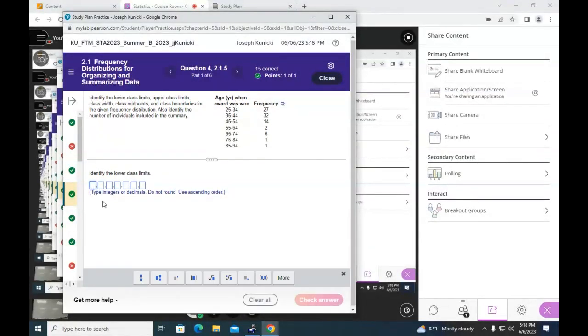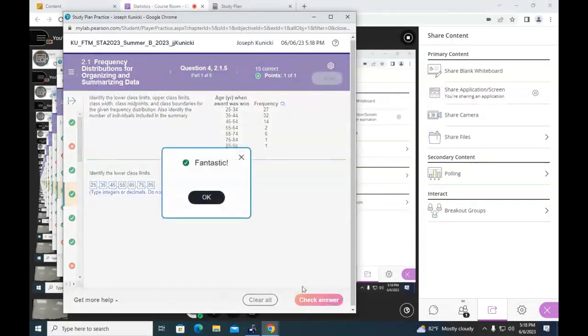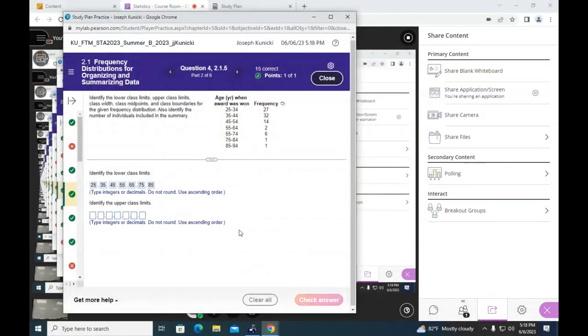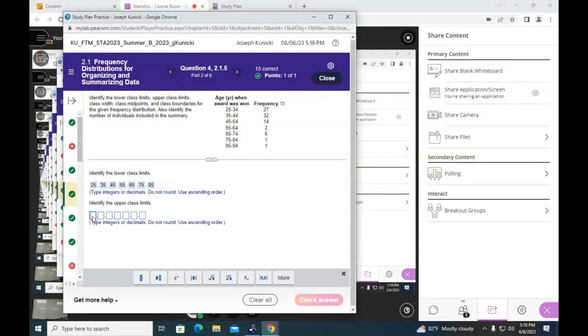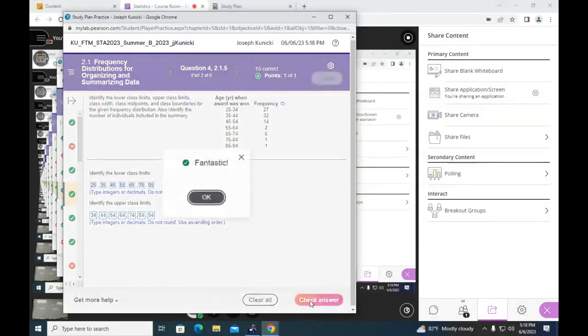An easy way to do this is use your tab key. 25 tab, 35 tab, 45 tab, 55 tab, 65 tab, 75 tab, and 85. Those are all the lower class limits. 7 classes, 7 lower limits. Then they want the upper class limits in ascending order. So that's the 34, 44, et cetera. 34 tab, 44 tab, 54 tab, 64 tab, 74, 84, and 94. Those are the upper class limits.